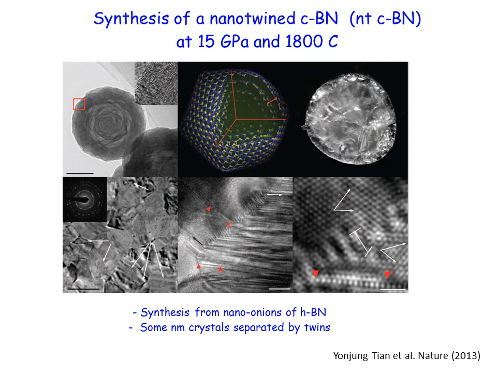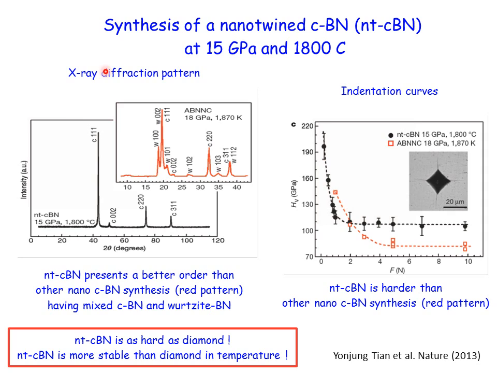Another example of high pressure, high temperature synthesis of nanomaterials is nanotwinned cubic boron nitride. It is synthesized at 15 GPa and 1800 degrees C, and as you can see here, when you do X-ray diffraction on these nanotwinned crystals, you obtain this black curve that is very well ordered, and this is very different from this other curve in which the nano cubic boron nitride has been obtained in a different way.